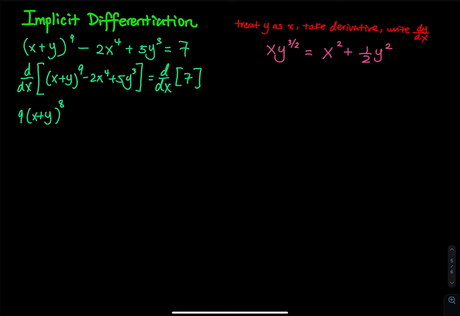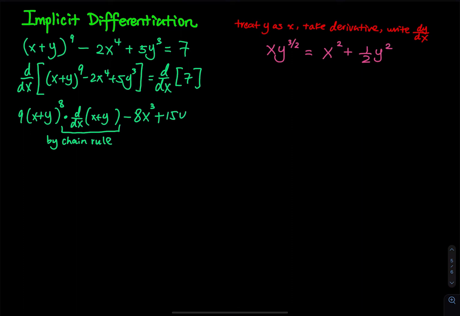So regarding the chain rule, I also need to take the derivative of the inside, right? x plus y. So let's write this down. So this is by chain rule. And then the rest, bring the 4 down, we have 8x cubed, and then the 3, bring the 3 down, so we have a 15y squared. Am I missing anything? The answer is yes. You are taking the derivative with respect to x, but this term has y as the variable. So you apply the power rule. That's 5, bring the 3 down. 3 times 5 is equal to 15. 3 minus 1 is equal to 2.